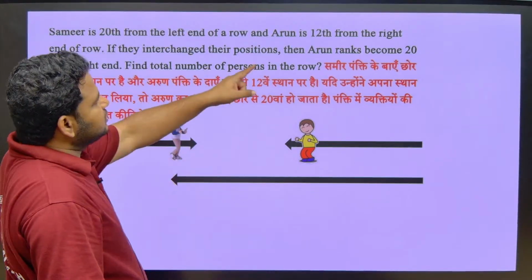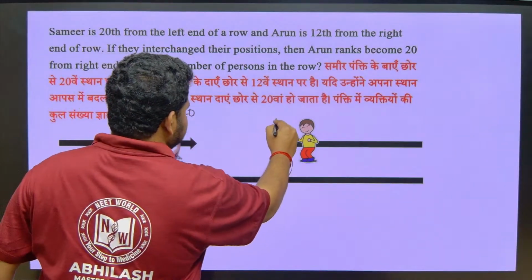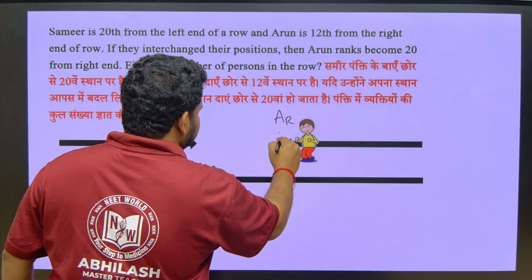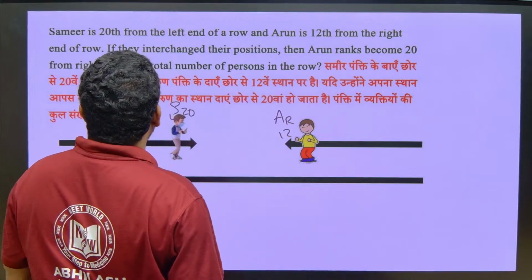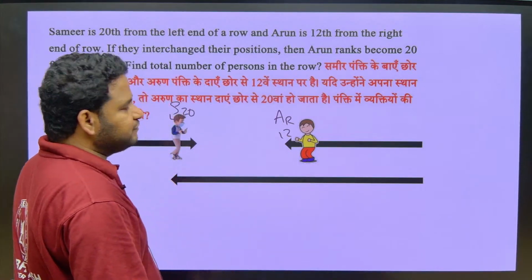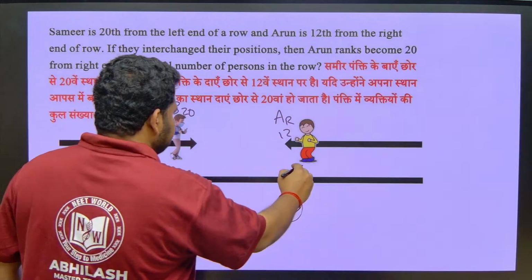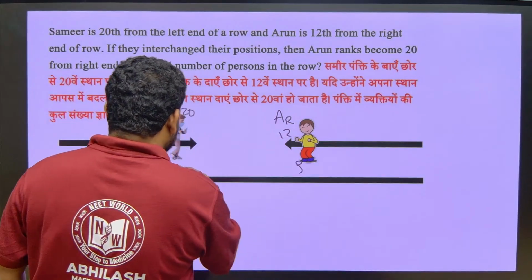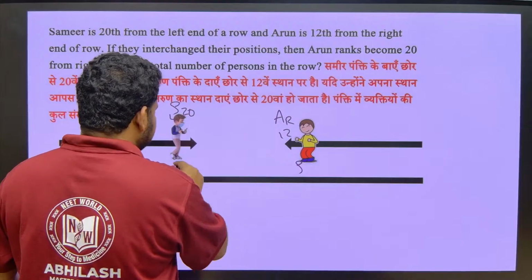Now Arun is 12th from the right hand of a row. This is Arun. Now what they are telling is, if they interchange their position, what happens? Here Samir will come, here Arun will come.